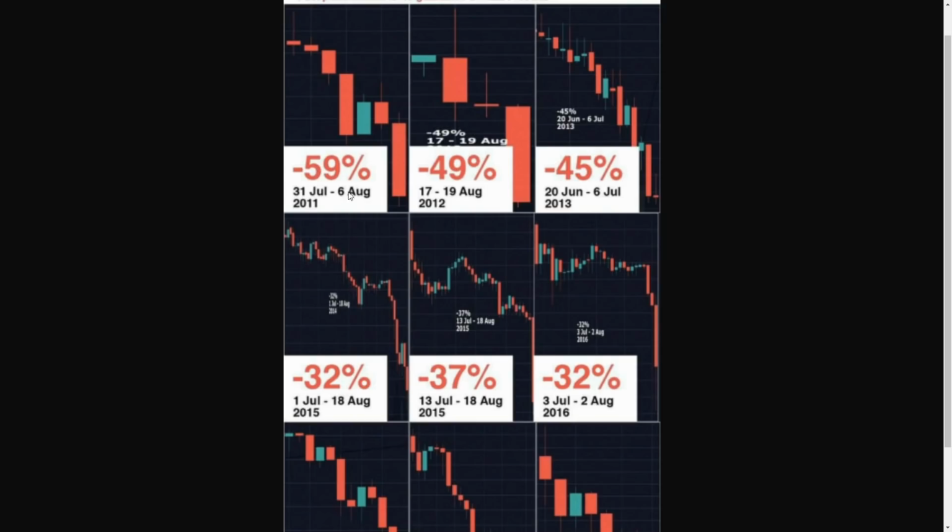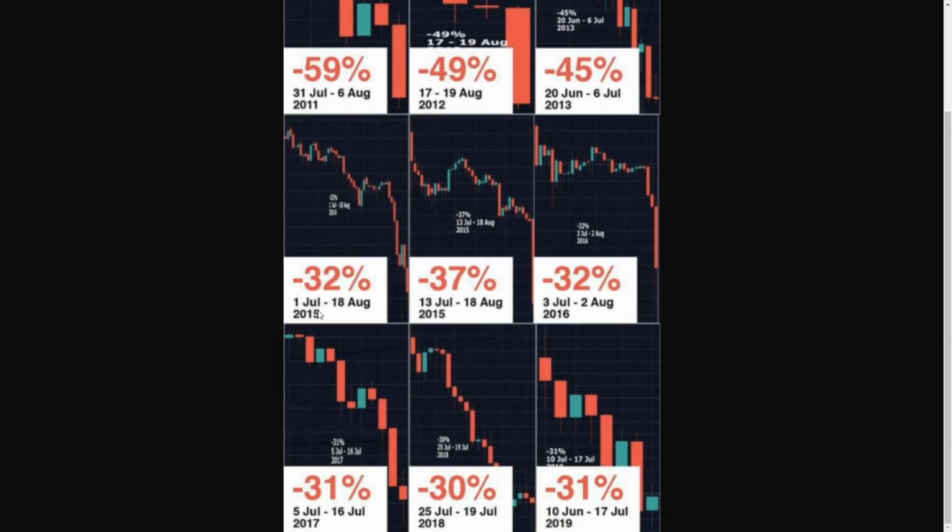price correction guys. If you look at this from 2011, we have almost 60% price correction. In 2012, 49%. In 2013, 45%. You look at 2015, same scenario, July, August, almost 32% price correction. Here again, July, August, 37% price correction. 2011, 2012, 2013, 2015, and it goes on guys. So what I'm trying to prove here is that if this is going to be a similar scenario, then starting from this June month till August, we have a correction waiting for us ahead.